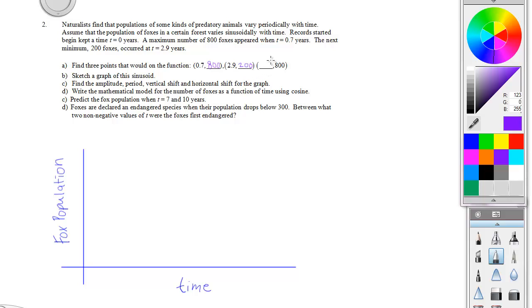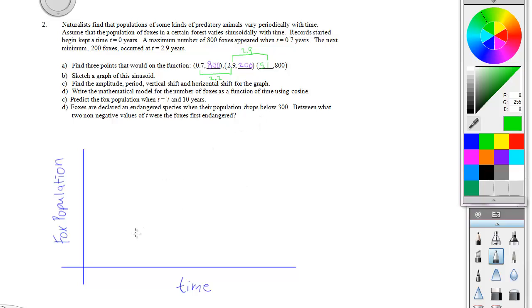And then you need to figure out what time value gets you back to 800. Not 0.7, the idea is to get the next one after 2.9. So you need to know how many years have passed from 0.7 years to 2.9 years, and if you subtract those values you get 2.2. And then if you add 2.2 on to 2.9, then 2.9 plus 2.2 will give you this value in here, which will be 5.1.